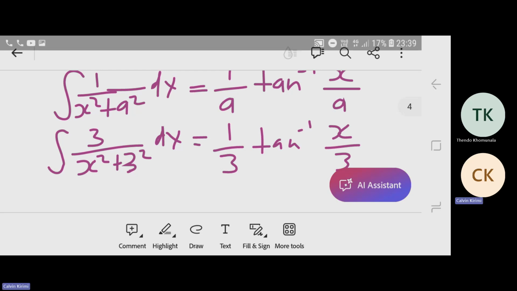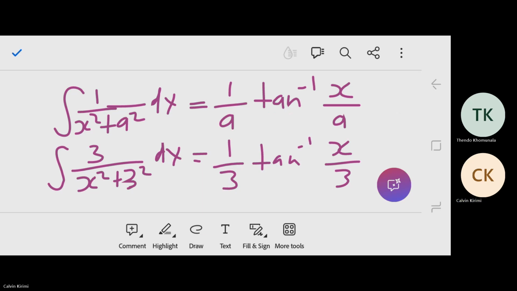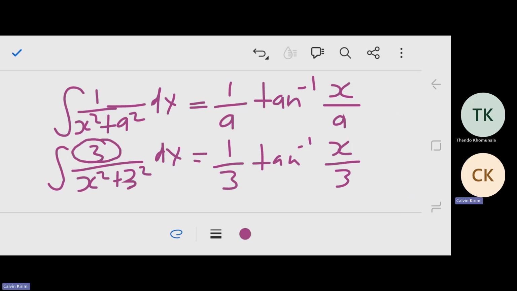So in this case, how did these 3 disappear? The 3, how did that 3 disappear? That 3 you can put outside the integral. Although it's inside, the 1, in this situation, is like a 3 multiplied by 1. Okay. There's a 1 there. There's 3 multiplied by 1.